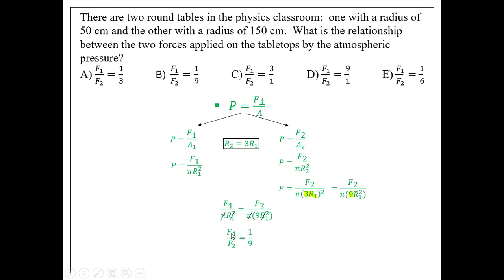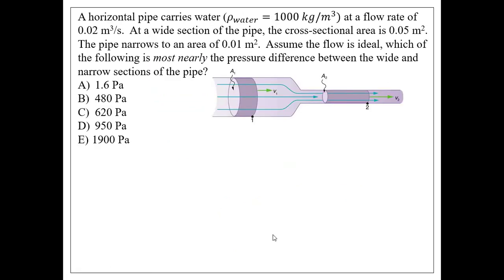So F1 divided by F2 is 1 over 9, because when I move the F2 down, it looks like F1 over F2, but once you move it, once again, there's a coefficient of 1 there, so please don't put in a 0. Alright, other than that, it matches with choice B.